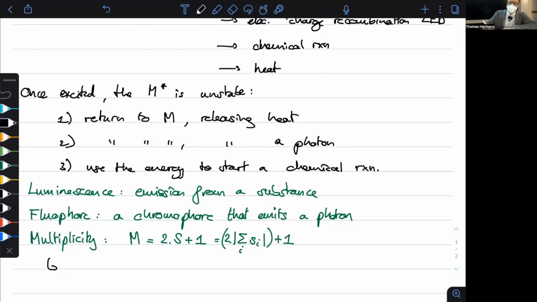So electrons have a spin number. That's this small s, okay? And the spin can be up, so the spin number would be plus 1/2, or it can be down, minus 1/2.